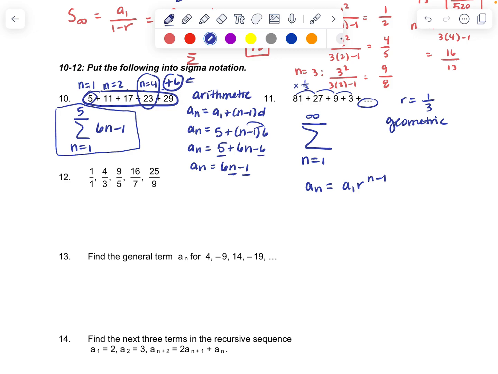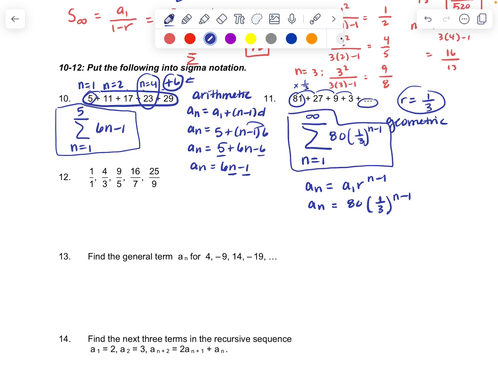And again, I want to plug in everything except what has n's I want to keep. So a sub n equals, my first term is 81. My common ratio, again, we said was 1/3, and then to the n minus 1. So this is going to be 81 times 1/3 to the n minus 1. Okay?